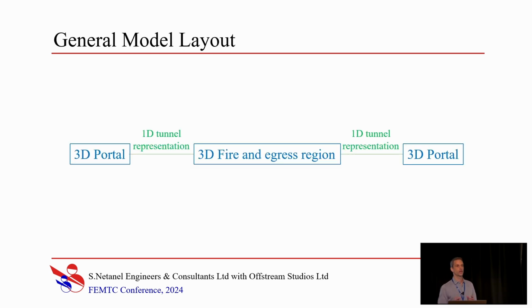So let's talk about the general model layout. So like I said, we have the main 3D model where all the action happens, fire and egress. And then at the ends of that 3D region, we will have the HVAC components representing tunnels and stations that we are not really interested at except for the flow coming through them. Then at the ends of the tunnels, there are portals. Now, generally speaking, the flow in the portals is not necessarily going to be one-directional. That's why I felt that they should be part of the 3D solution.